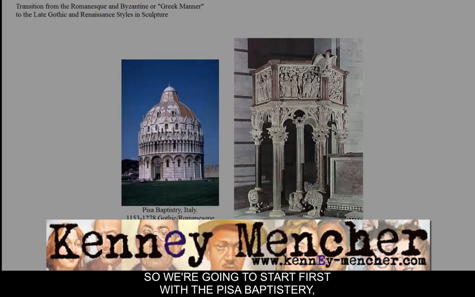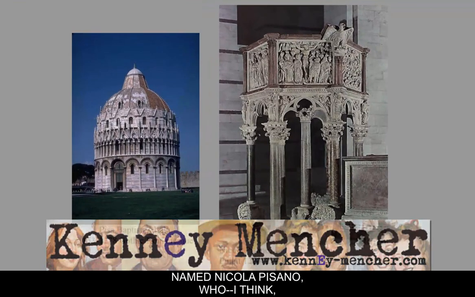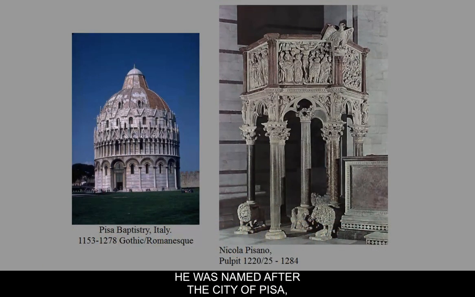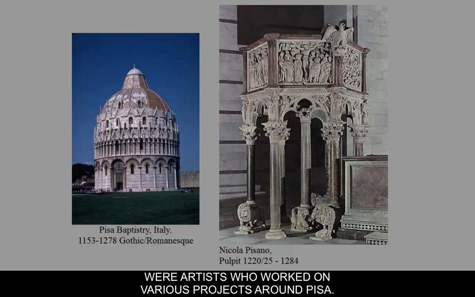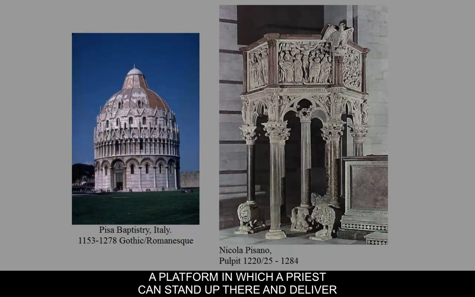So we're going to start first with the Pisa Baptistry, which is a Gothic / Romanesque structure, and it has in the interior of it a pulpit made by a guy named Nicola Pisano, who I think was named after the city of Pisa, and that's where his name comes from. He and his father and his family actually were artists who worked on various projects around Pisa. And what we're looking at is a pulpit, which would be in the center of the baptistry, and is basically a platform in which a priest can stand up there and deliver a sermon.